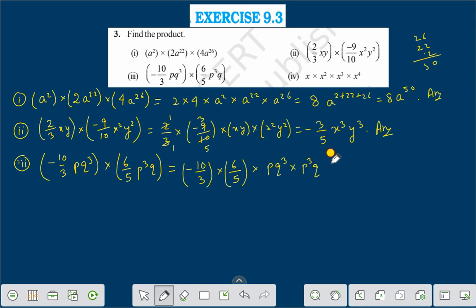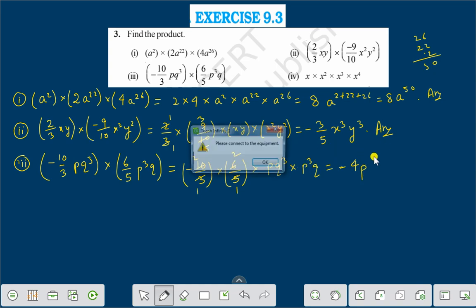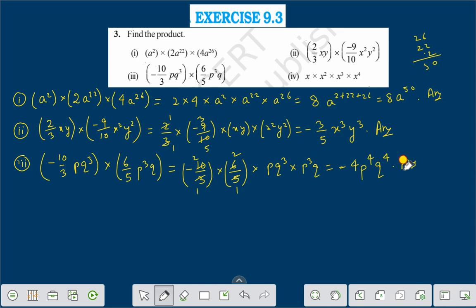We are getting 3 ones are 3, 3 twos are 6, 5 ones are 5, 5 twos are 10, that is minus 2 twos are 4. p into p cube is p to the power 4, and q cube into q is q to the power 4. The answer is minus 4 p to the power 4 q to the power 4. That is the answer of question number 3.